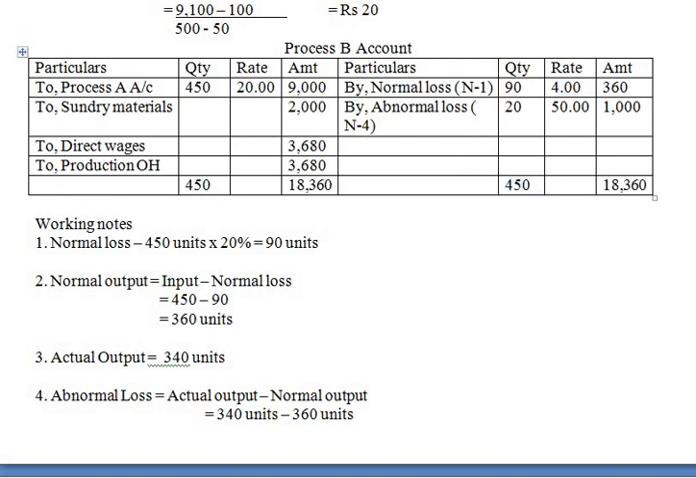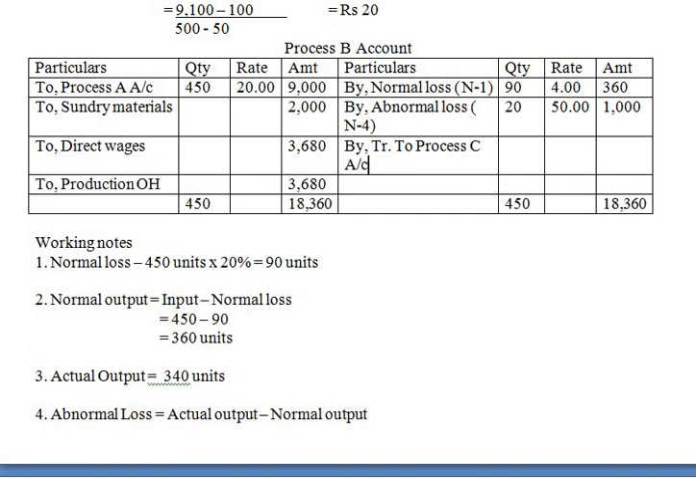Now whatever balance we get, that will be transferred to process C account. Now this will be input for process C. Okay, now find out the difference. It is 340. Here already we have calculated 50 and the amount is 17,000. Okay, hope so everybody has understood this.